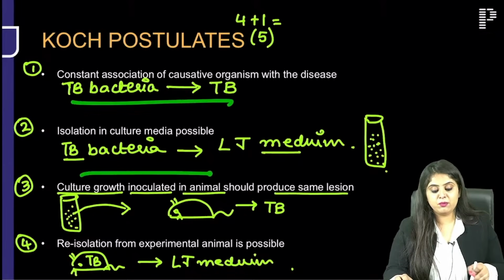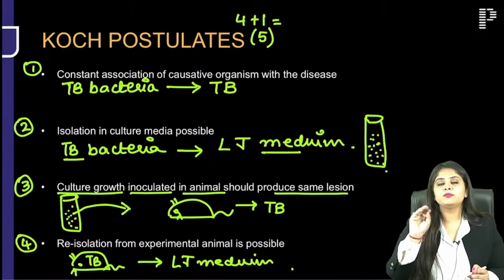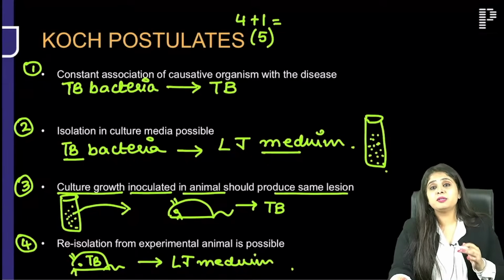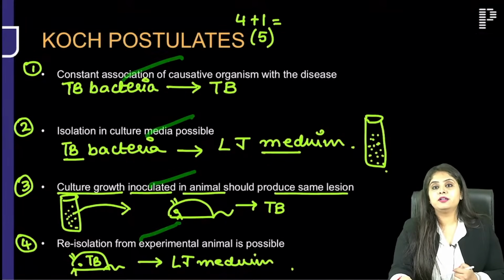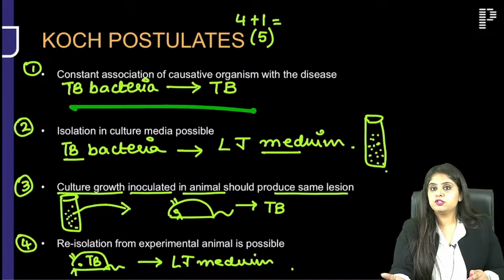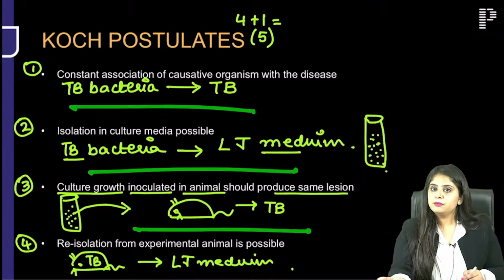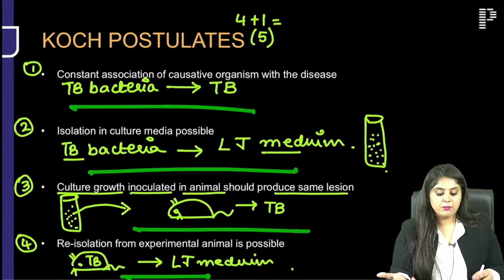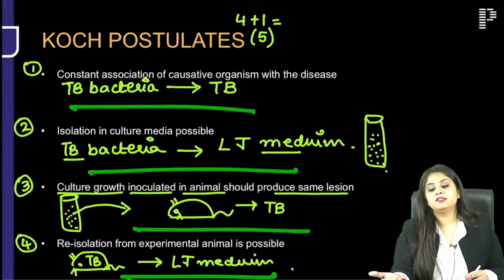So last day, these are your mind maps. These small diagrams, always make them in the exam also. Trust me, the examiner will love you for making them, because no one wants to read these complicated, toxic sentences. Number one, everyone repeat with me: constant association with the disease. Number two, isolation in culture media. Number three, animal should show the same lesion. Number four, animal should also grow it in the same culture media.